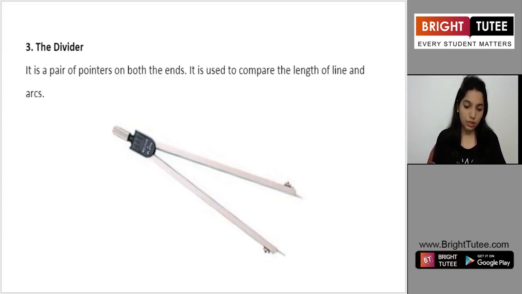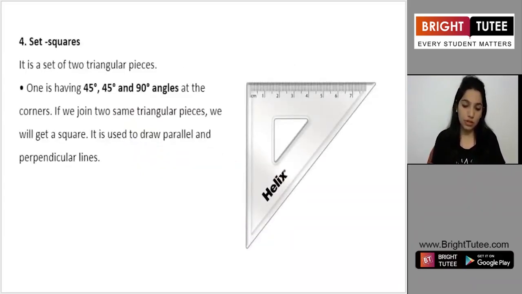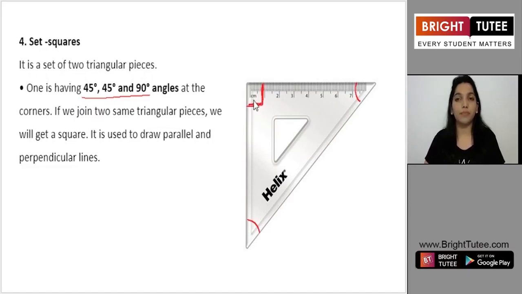Moving ahead to the next tool that we have, this particular tool is called the set squares. You have got two set squares in your pencil geometry box. In these two set squares, you will have one set square that measures 45 degrees, 45 degrees and 90 degrees. Here you can see this particular angle and this particular angle. These two measure 45 degrees each, and this one measures 90 degrees.